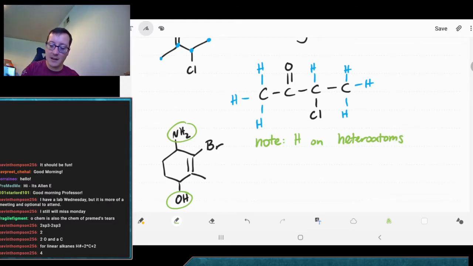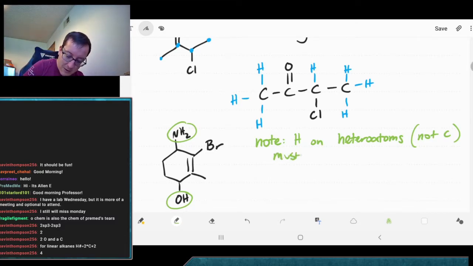Heteroatoms again means not carbon. Since in OChem we focus on carbon, we call anything else a different atom. These must be drawn on a skeletal structure.